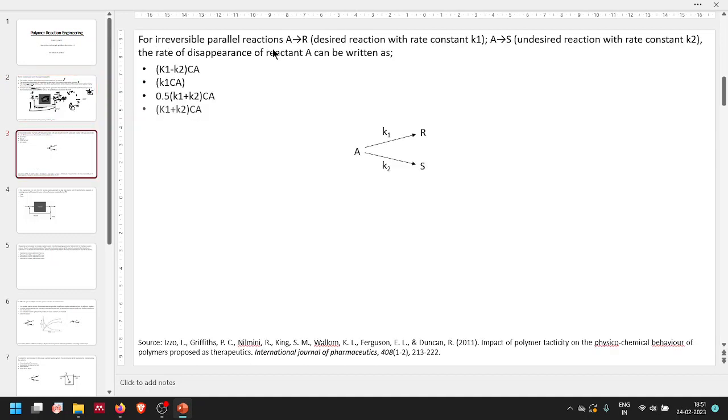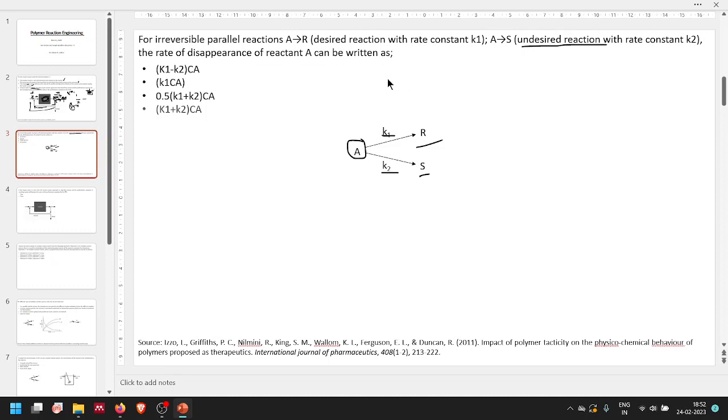For irreversible parallel reactions, A giving R, which is the desired reaction with rate constant K1, and next A giving S. These are parallel competing reactions occurring at the same time, where A is disappearing and forming R and S. And here S is the undesired product, and its reaction rate constant is K2, and in the first case it's K1. The rate of disappearance of reactant A can be written as.